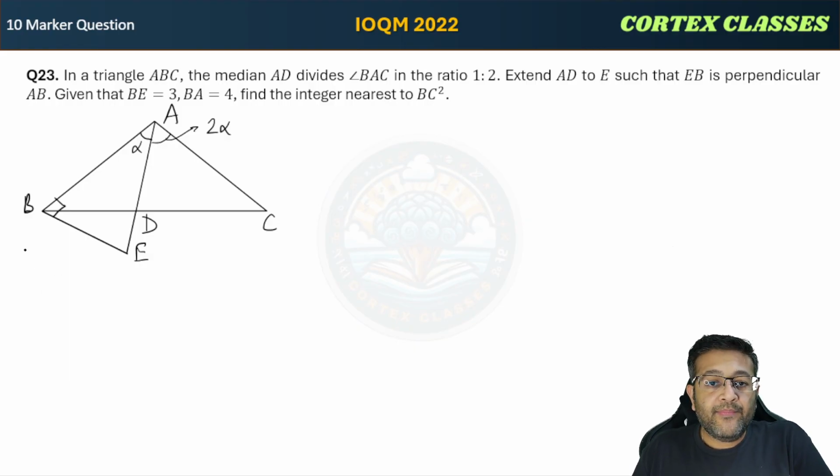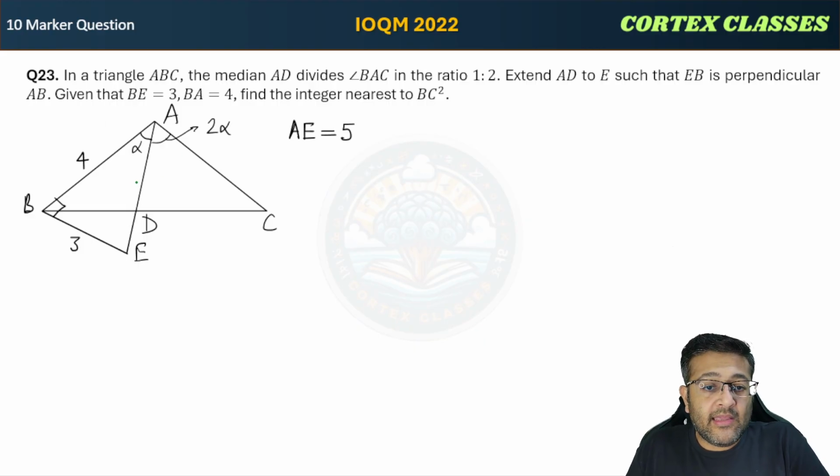Now given that BE is 3, this length is 3, and BA is 4. So guys, if BA is 4 and BE is 3, that gives us AE as 5 simply, by Pythagoras theorem, right? That is the 3 4 5 Pythagorean triplet. So AE is going to be 5. I will write it directly. I hope everybody understands, that is from Pythagoras theorem. The root of 3 square plus 4 square is the root of 25, which is 5. So we got the value of AE, the whole length AE is 5.